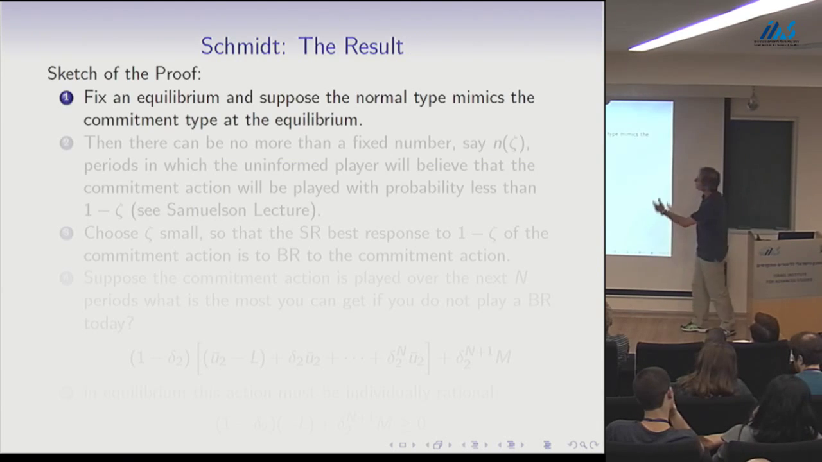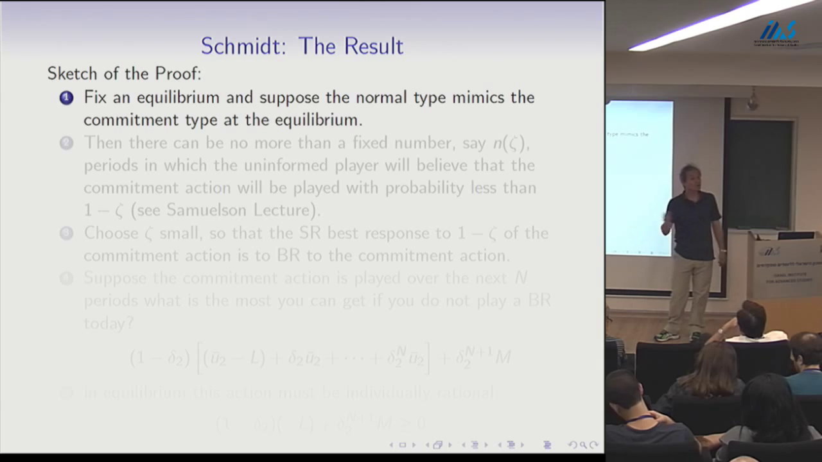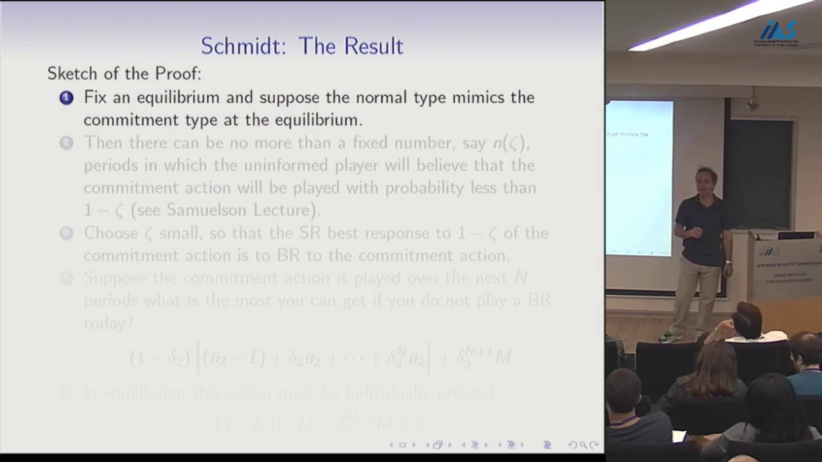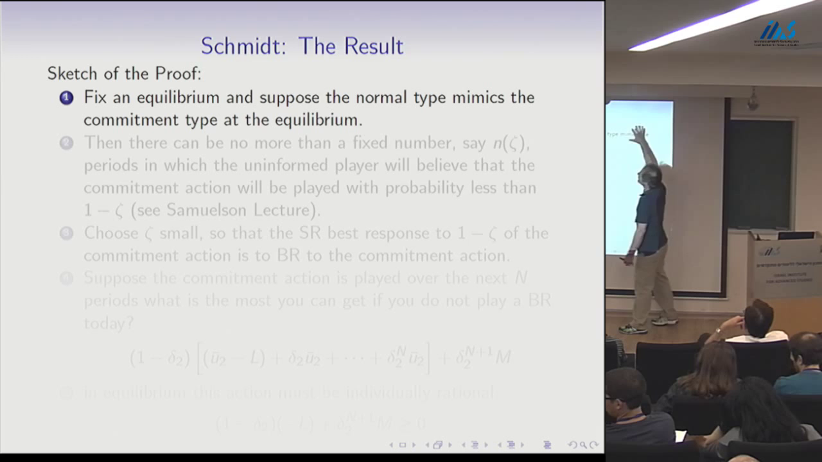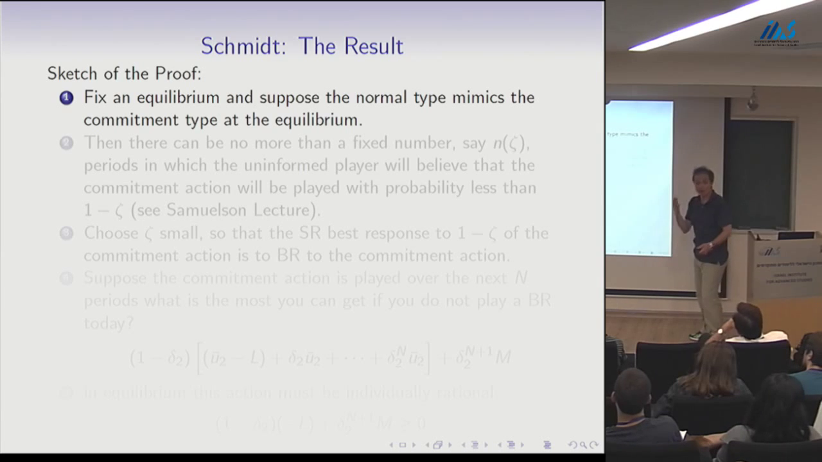Good. So let's do the proof. The proof is going to be very much like Larry's argument, because it's quite an old paper, and the modern techniques that George was talking about just didn't exist then, I think. It's way back. So we're going to fix an equilibrium, and we're going to suppose the normal type mimics the commitment type. Okay, so if you remember Larry's talk, what does that tell you?